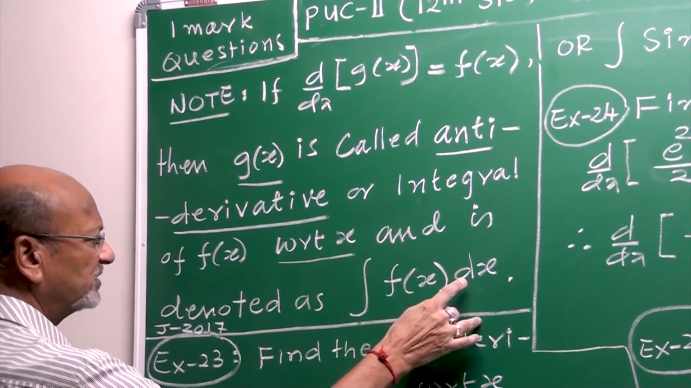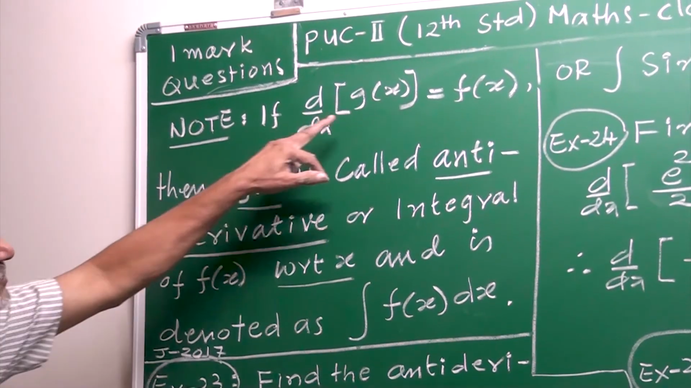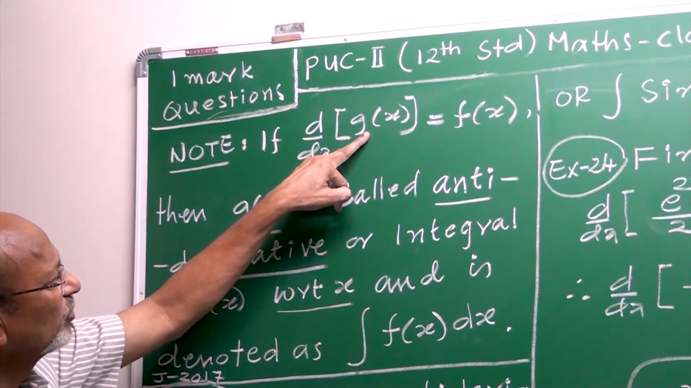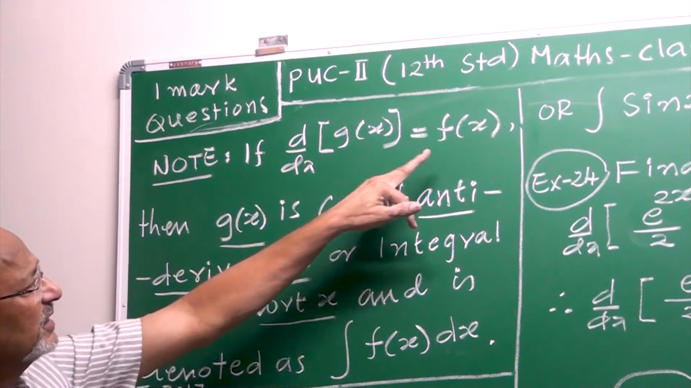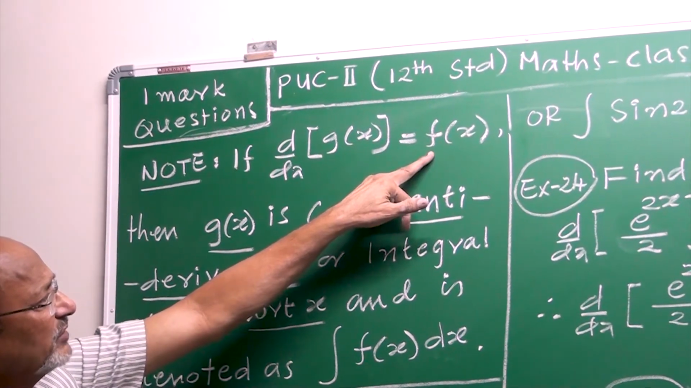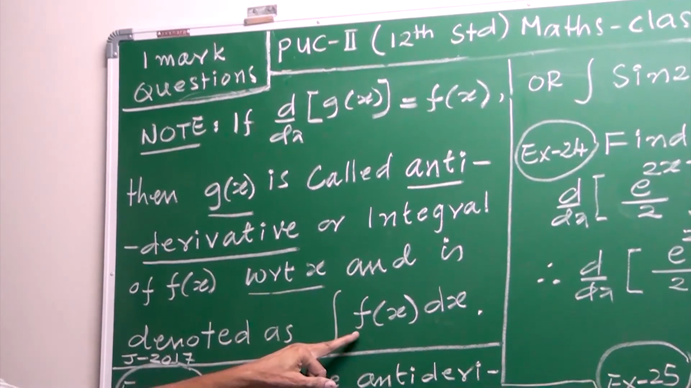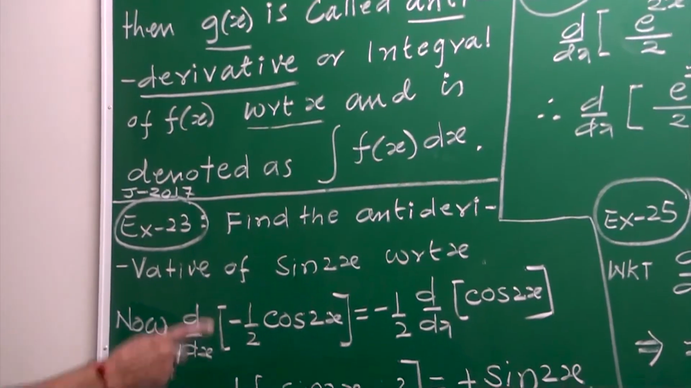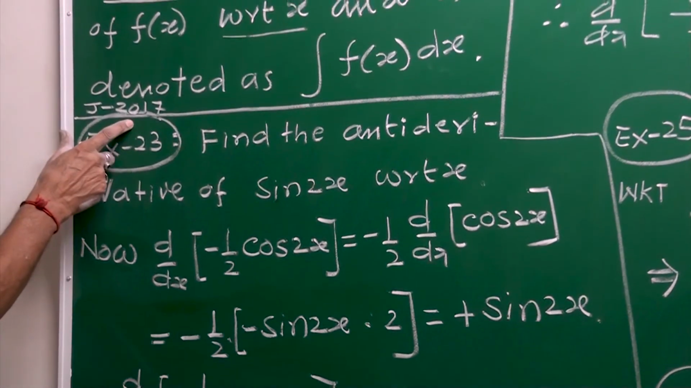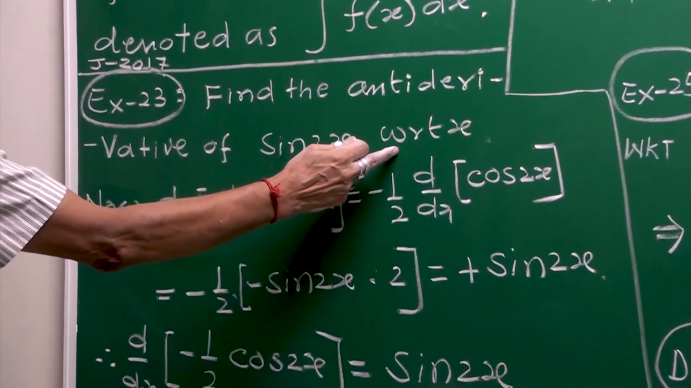This with respect to x is dx. Once again, my friends, if d by dx of gx equals fx, then this gx is called the antiderivative of fx, or the integral of fx with respect to x. That is the symbol. Just 2 examples. This is from the question paper that appeared in July 2017. Find the antiderivative of sine 2x with respect to x.